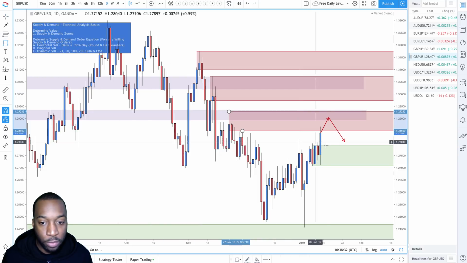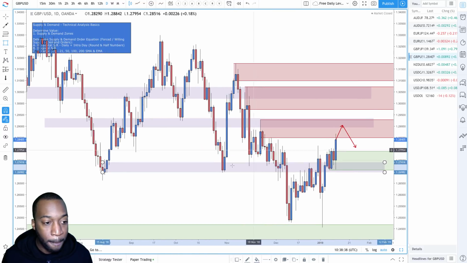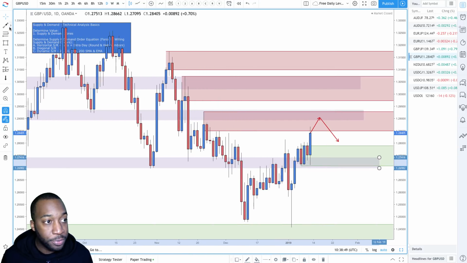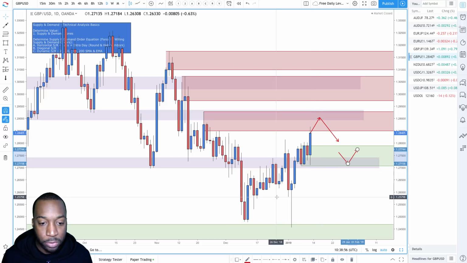If you're looking to get long within this demand zone, then you'd be looking probably around here, where you can see getting some support. Resistance kind of broke above, now acting as support in this area. So again, looking at that area there as an area of support. Now this is a bit of a tricky one.